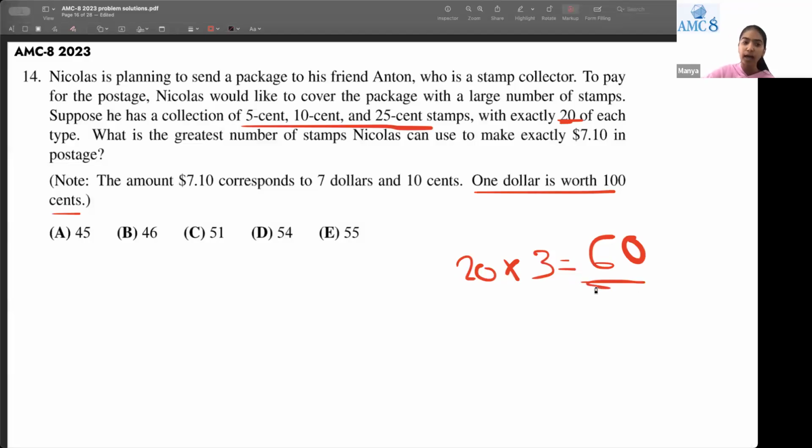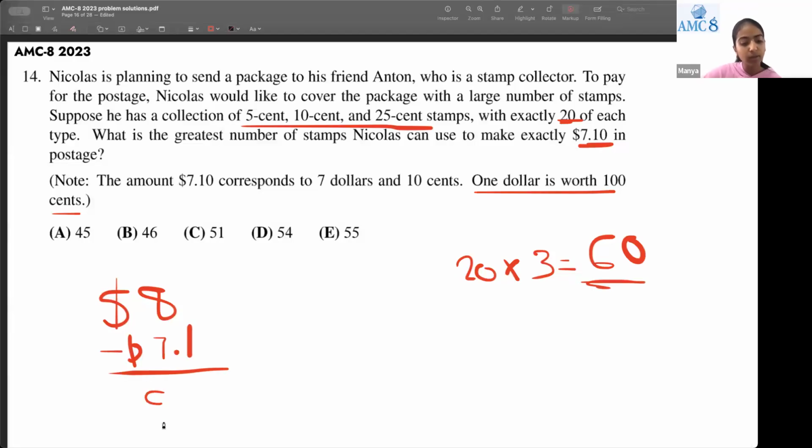To find the value of all of these stamps, if we add all of these up, we get a total value of $8. But we actually need $7.10. We don't need more than that, because we don't want to pay more. So $8 minus $7.10. To find the difference, we solve it, and that is equal to 90 cents.